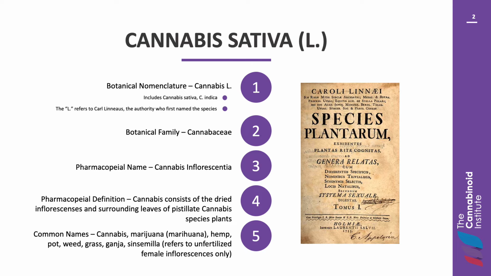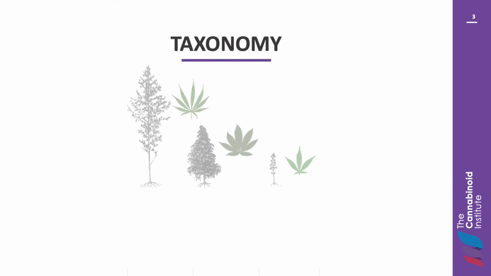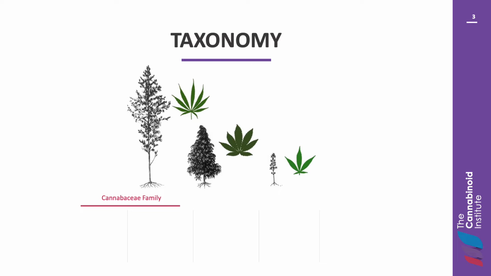Some common colloquial names for cannabis include marijuana, hemp, weed, ganja, and sinsemilla, which is a slang term for cannabis grown without seeds. The Cannabaceae family not only contains cannabis, but also Humulus, which contains a popular plant used in most beer brewing known as hops.